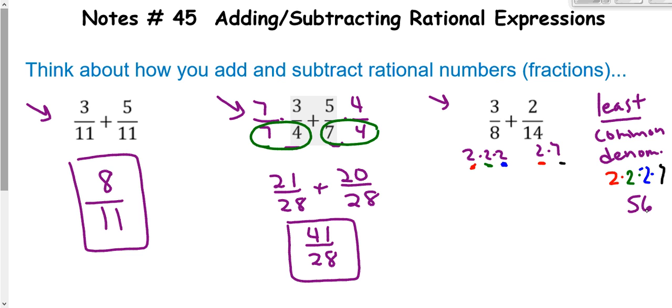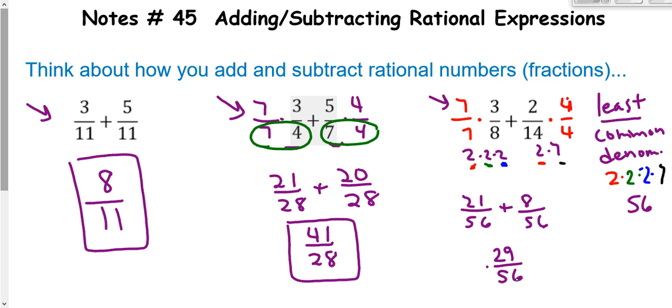So then you ask yourself, what do I need to multiply my first fraction by in order to get 56 as my denominator? That would be 7. So this one gets multiplied by 7/7. And then you ask yourself, what do I need to multiply my second fraction by so that it will have a denominator of 56? And that would be 4. So we multiply the second fraction by 4/4. Okay, so that gives us 21/56 plus 8/56, and you add those together and you get 29/56. And then if you could reduce that, you would.